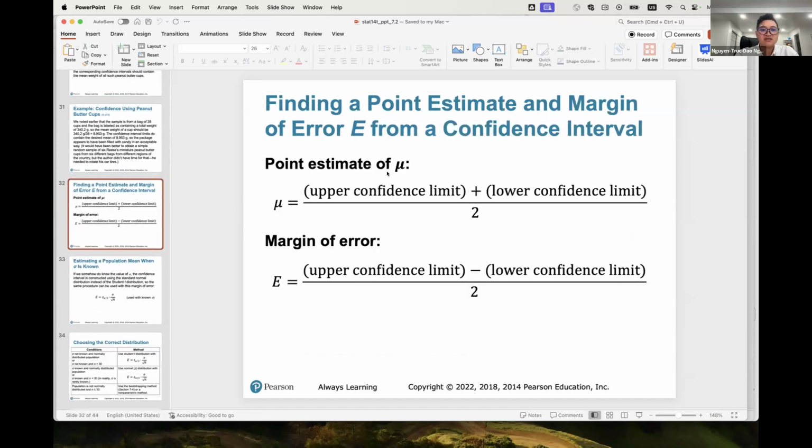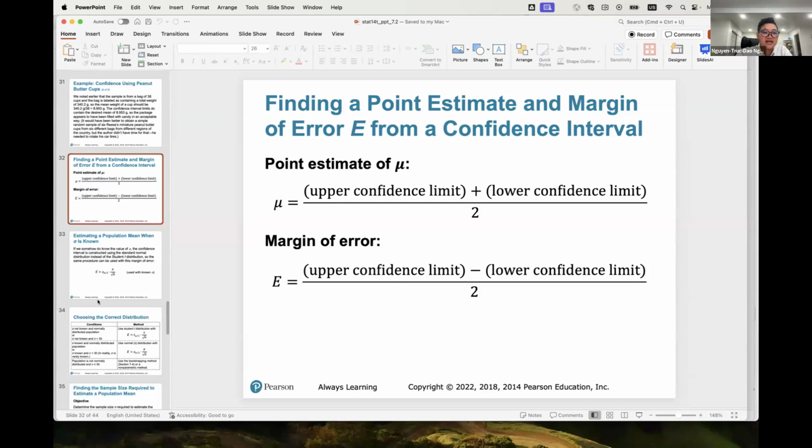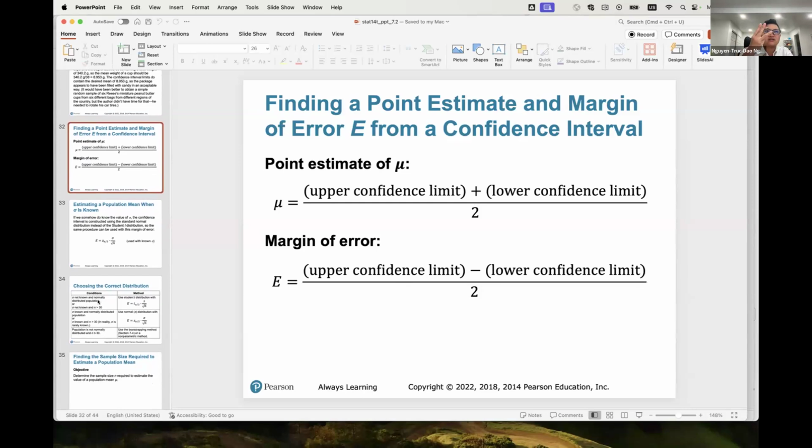And the point estimate of mu, we can calculate it using this formula, the upper confidence limit plus the lower confidence limit divided by 2. It gives us the point estimate of the mean. And the margin of error, we can calculate it using the confidence interval. We take the upper bound minus the lower bound divided by 2, and it gives us the margin of error. So they are related, right? All three terminologies, three concepts in this section.